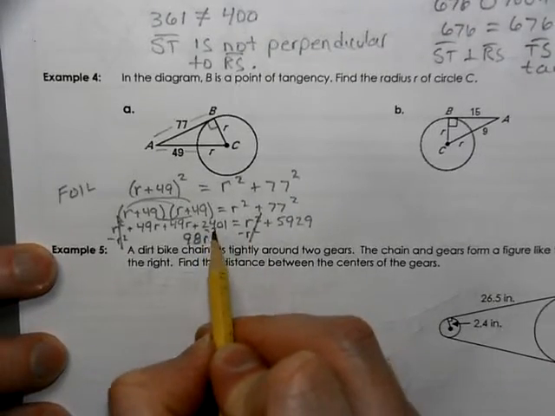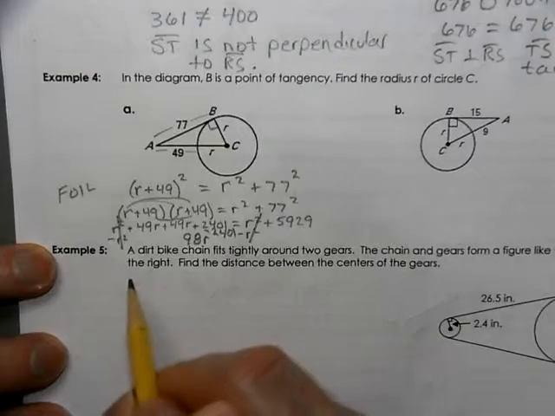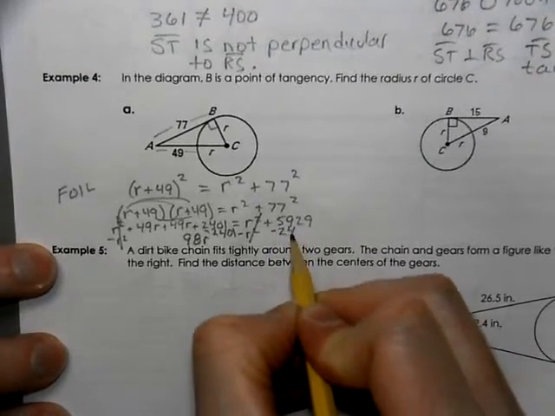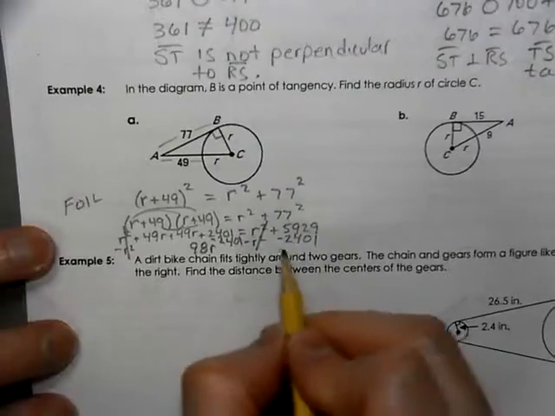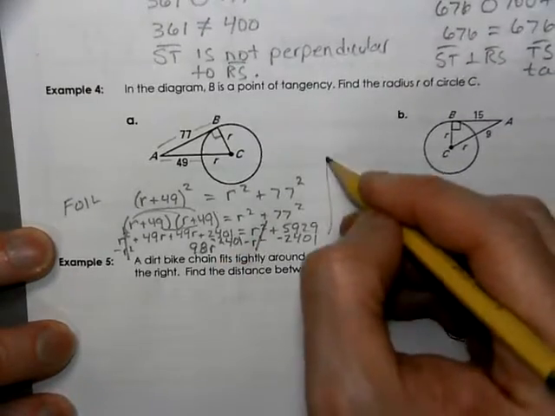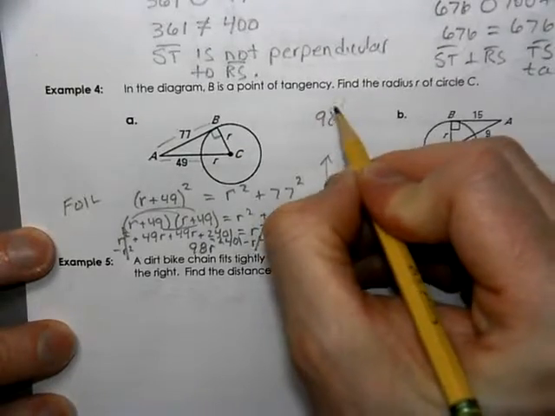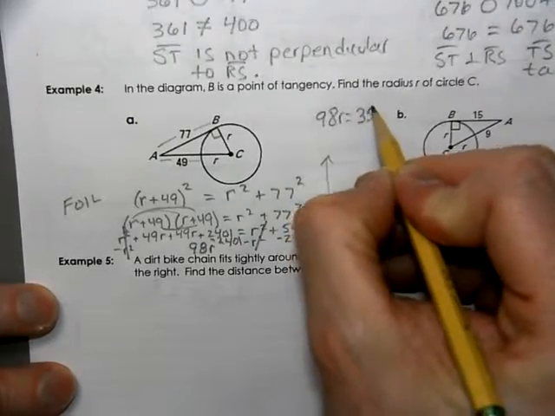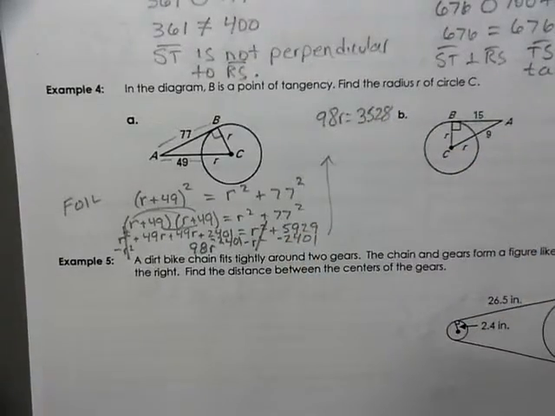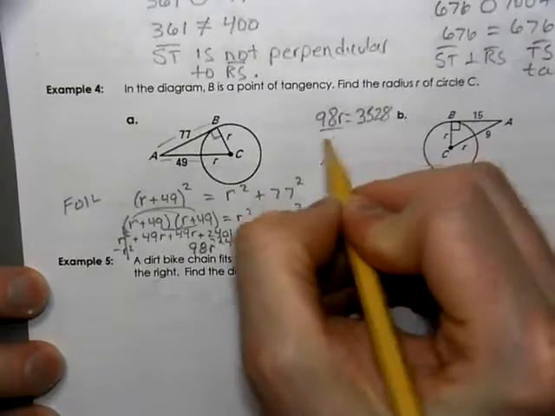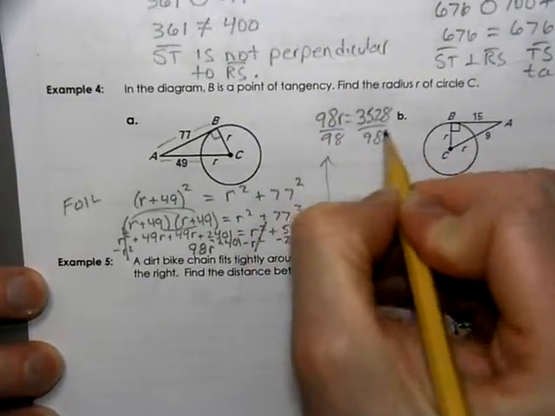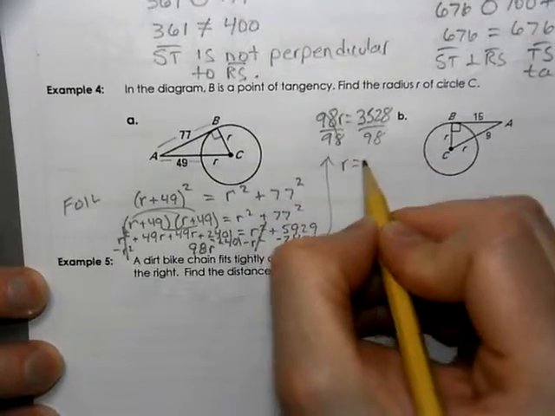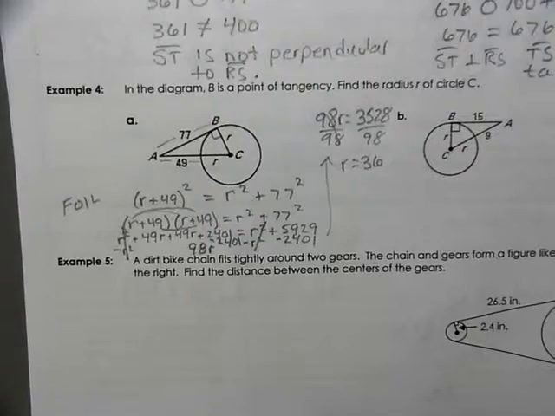And we're going to subtract across 2,401. Subtract across 2,401. So that's going to give us 98R equals 3,528. What would we do next? We want to figure out what the radius is. We need to get R by itself. So we're going to divide by 98. So R equals 36.